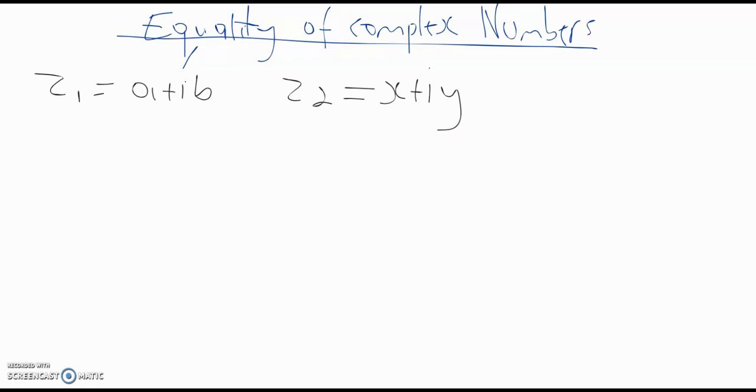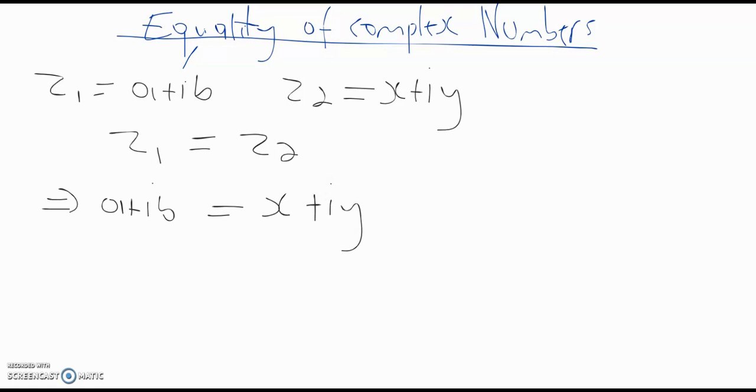We're now going to turn our eyes to the equality of complex numbers. Let us say we have two complex numbers, z1 which is equal to a plus ib and z2 which is equal to x plus iy. Now let us say that z1 is equal to z2. This would imply that a plus ib would be equal to x plus iy.